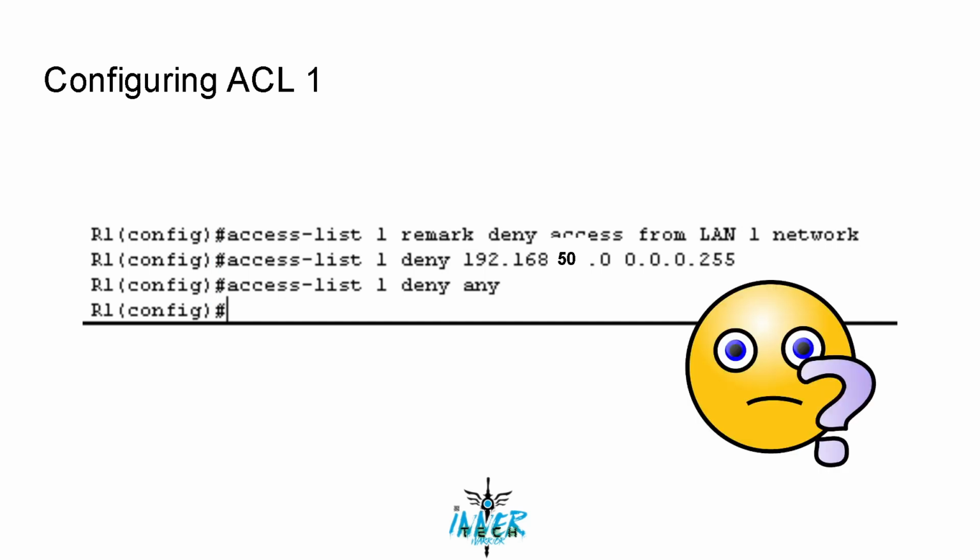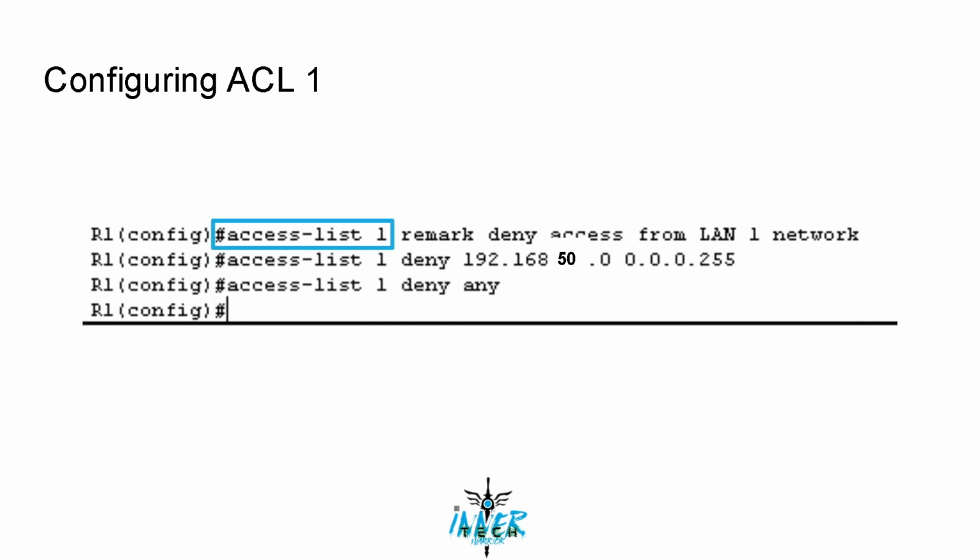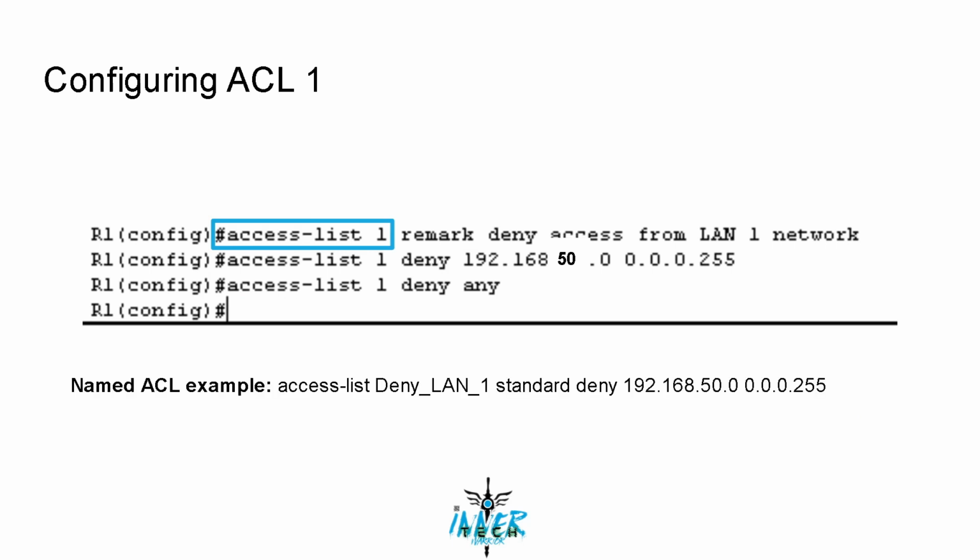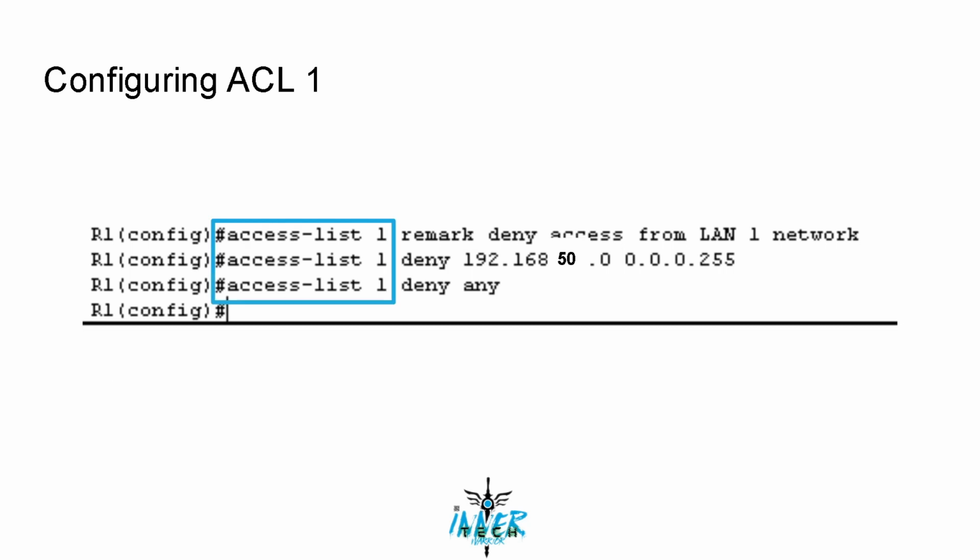So what do these commands mean? Access list 1 lets us know that we are creating an access list identified as 1. Access lists can also use names instead of numbers. For example, we could have called this access list deny_LAN_1, but then we'd also have to specify whether the ACL was standard or extended, because it's not using the numbers that are in the ranges for standard or extended. It would be using a name instead. So we'll want to include 1 for any other entries that are related to this access list.